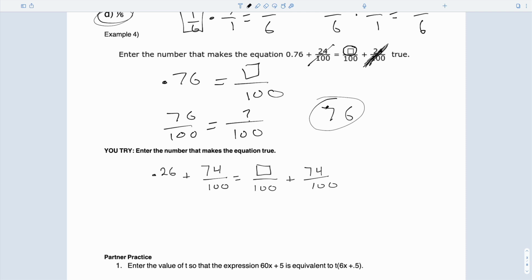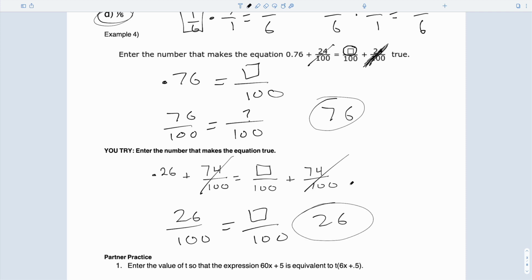You try. Go. What if you're done? Wait. 26. Okay. The answer is 26 hundredths. Great. We looked at 3 problems today, you guys, or 3 different types of problems.